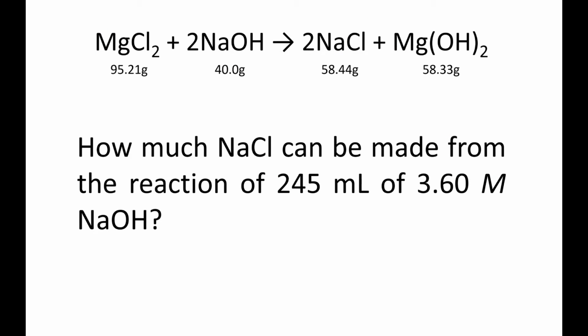Okay, how much NaCl can be made from the reaction of 245 milliliters of 3.6 molar NaOH? Ooh, solution stoic. Whenever you see the equation, it's a solution stoic question. You are given the milliliters and the molarity, so you look at the number you're given, not the molarity. You always ignore the molarity. That doesn't determine what type of problem we're working with. We're starting out with a volume, so this is a volume to mass one.